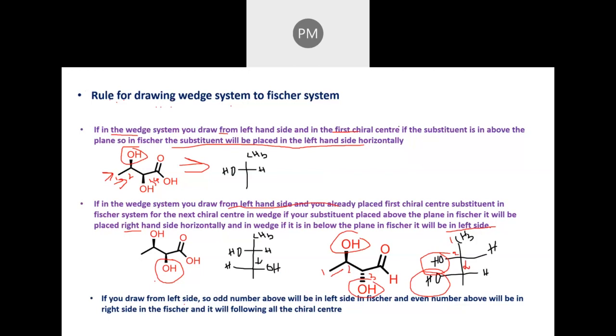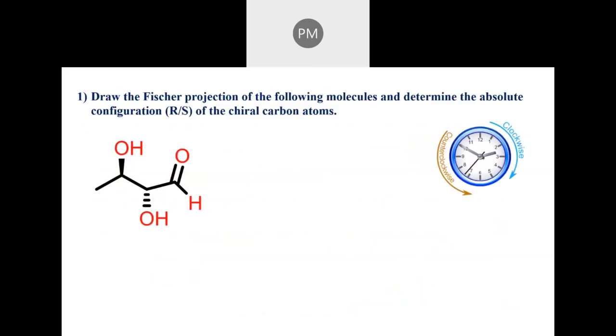If you draw a molecule and start the numbering from the carbon center on the left side, then for any odd number, like 1 and 3, where the substituent is above the plane, it will be on the left hand side, and for any even number where the substituent is above the plane, it goes on the right hand side. Similarly, if it is below the plane, it will be placed on the right hand side for odd numbers, and on the left hand side for the next chiral center.